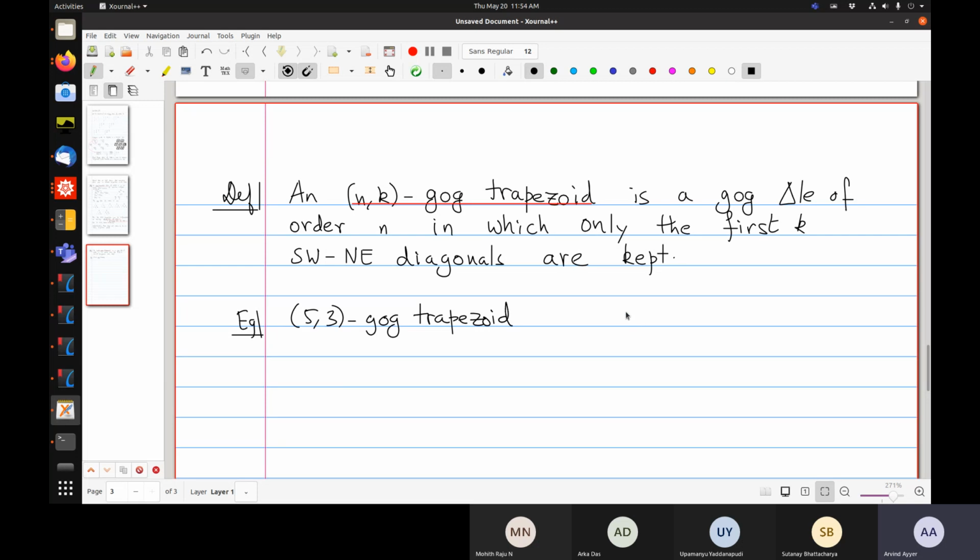So 4, 3, 5, 2, 4, 5. Up till now it looks like a triangle, but after this you only keep rows of length 3: 1, 3, 4, 1, 2, 3. Because of the gog triangle condition, the bottom row will be 1 through k, in this case 3. So you have chopped off an order 2 triangle from the right. Okay.